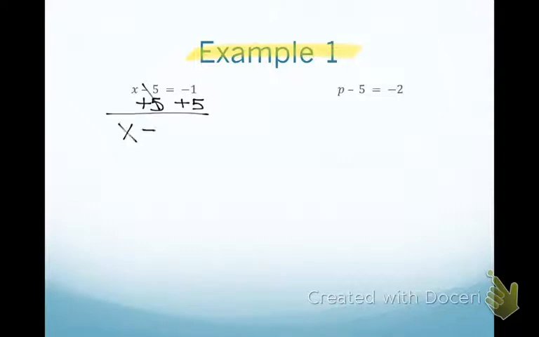Does everybody agree on the left side? Negative 5 plus 5 is 0. I got it to cancel. It's gone. Okay, so now x is by itself. What is negative 1 plus 5? Positive 4. Okay, so this is what I think is my answer. Based on my steps, I think that 4 is my answer.